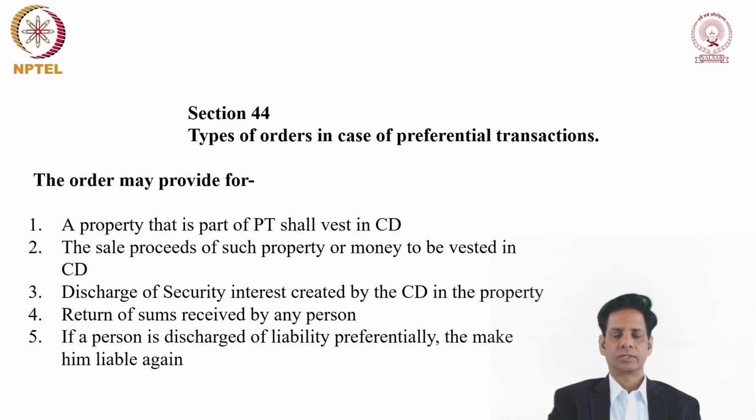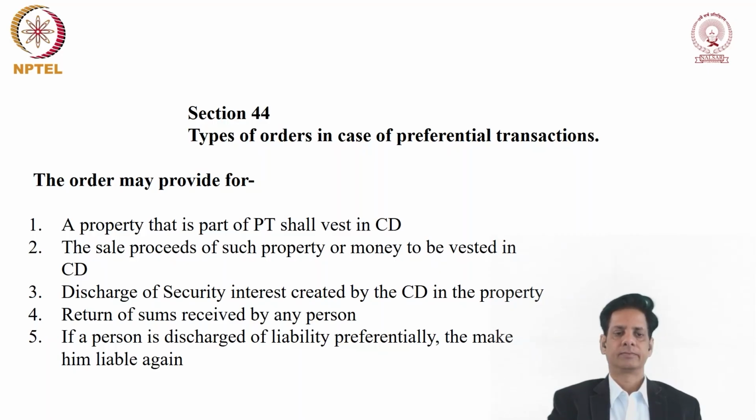Now very interestingly, if there is a preferential transaction, when an application is made by an RP or a liquidator, what is the order that will be passed by NCLT or the adjudicating authority, and what kind of orders can it pass, and what will be the impact of such orders on the CIRP or liquidation?